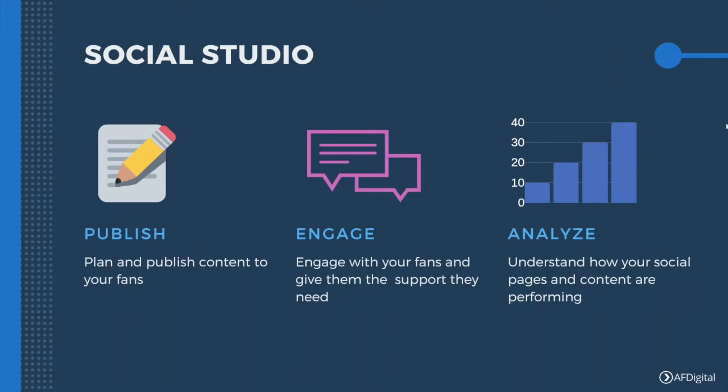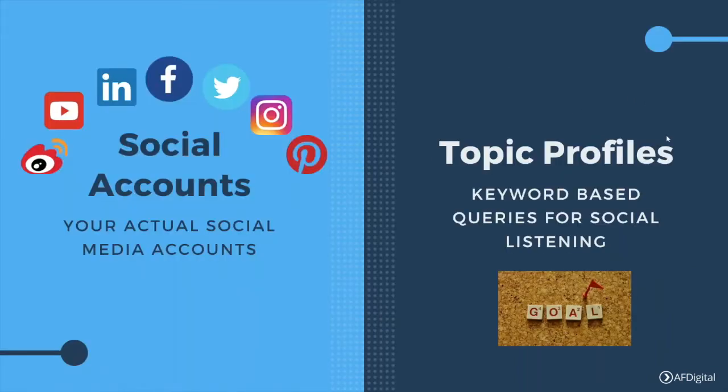But before we go into a deeper discussion on Publish, Engage, and Analyze, we first need to understand a couple of things that make Social Studio operate. There are about two data sources when it comes to Social Studio. This is where your data will be coming in. Obviously, the first one is your actual social media accounts that you connect to Social Studio.